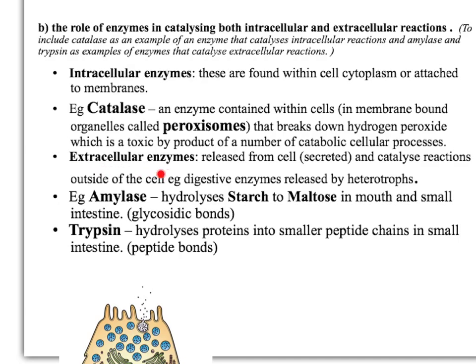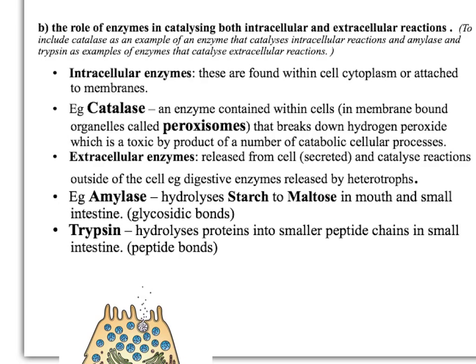Now, extracellular enzymes are produced inside cells, and then they are secreted outside of the cell where they catalyse extracellular reactions. Okay, so two examples of that are two enzymes you came across at GCSE. One is called amylase, which hydrolyzes starch to maltose, breaks the glycosidic bonds between alpha glucose molecules, and breaks down this polysaccharide starch into this disaccharide maltose.